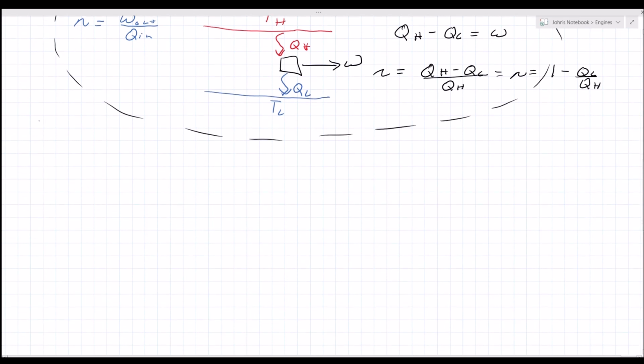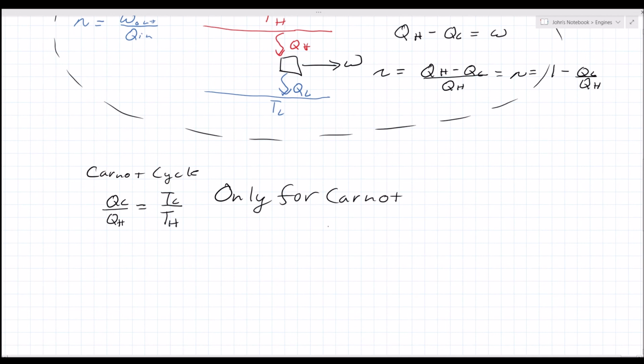In the Carnot cycle, the relationship of QC, Q out, to Q in is equal to my temperature low over my temperature high. This is only for Carnot cycles, all right? Only for Carnot. Therefore, I can rewrite my efficiency as 1 minus Tc over Th. And this is the maximum efficiency I can achieve.